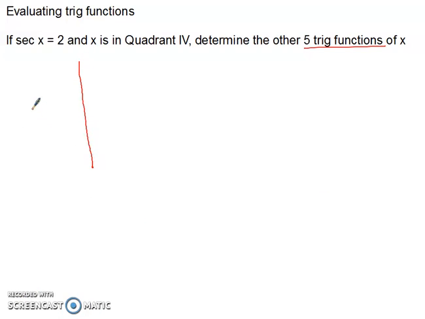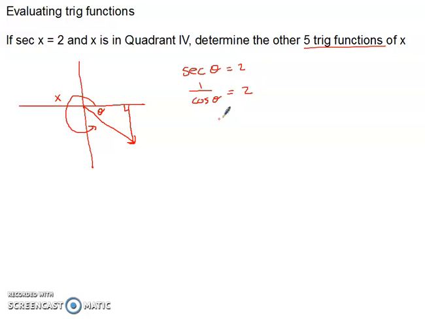So I will sketch out my triangle in my coordinate plane. My angle x is in quadrant 4. So here is my angle x. Now secant of x is the same as secant of theta if I use reference angles. So drawing this triangle out, I can now talk about secant of theta being 2. Secant is 1 over my cosine. So that means that this is the hypotenuse over the adjacent side. So 2 over 1 is my hypotenuse over adjacent.